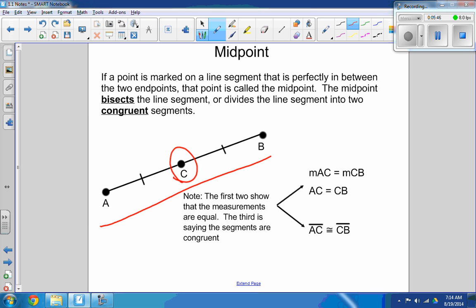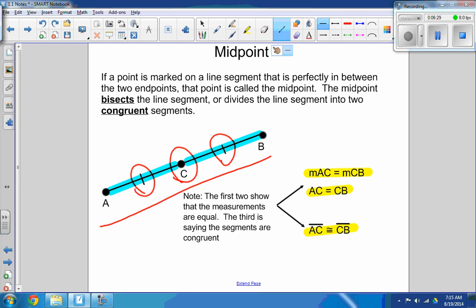It cut the line segment AB in half. It bisected it. These markers here indicate that those two segments are congruent. In other words, this segment and this segment are equal in length. And so you can see here, the measure of AC is congruent, is equal to the measure of CB. AC is equal to CB, or AC is congruent to CB.